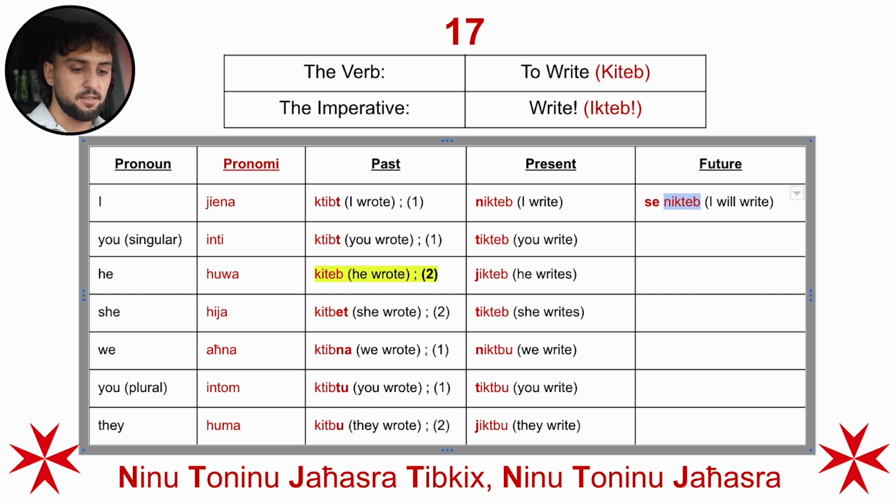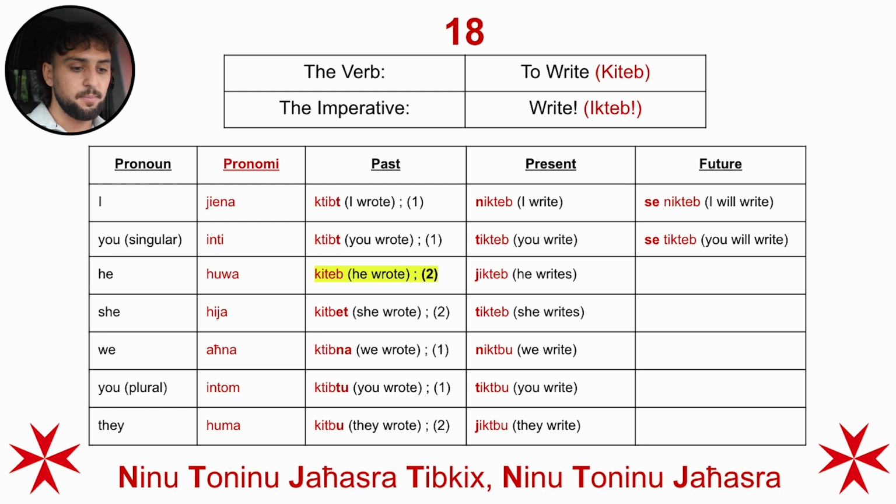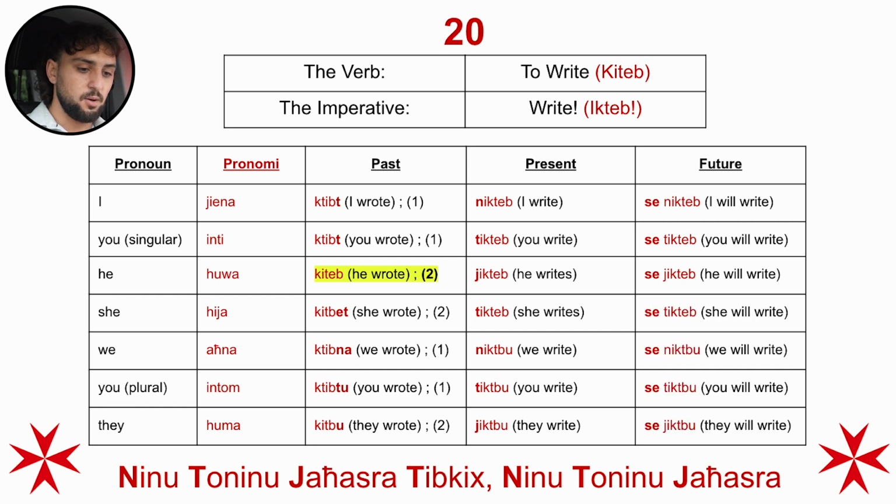Okay, let's take a look at the next one. Tiktep will become se tiktep. And this means you will write. Let's take a look at the next one. To say he will write, we say se yiktep. Okay? Now, let me fill in the rest of these for you right now. There we go. So we have se tiktep for she will write, se niktbul for we will write, se tiktbul for you will write, the plural version, and se yiktbul for they will write.